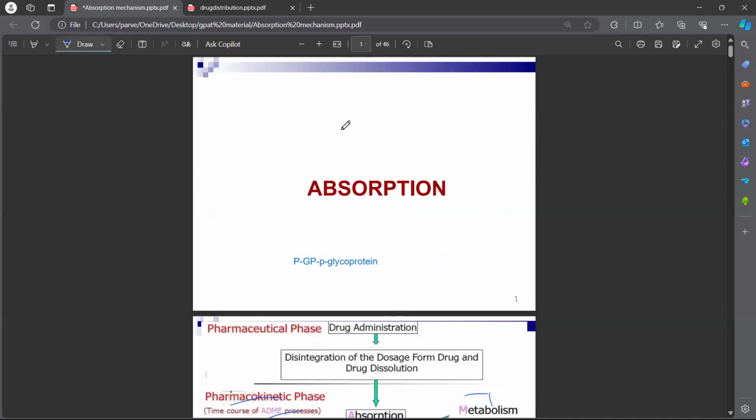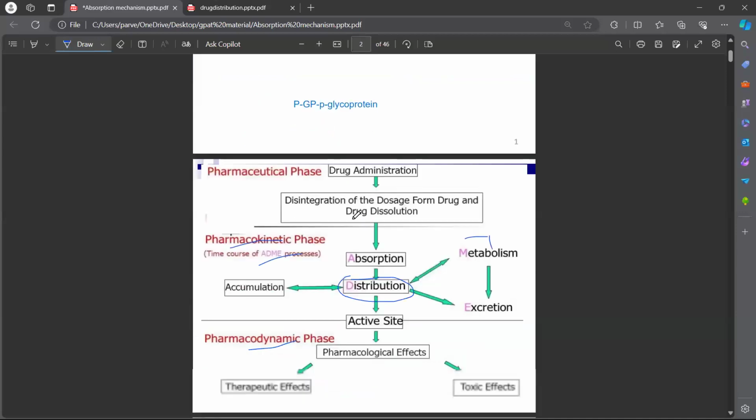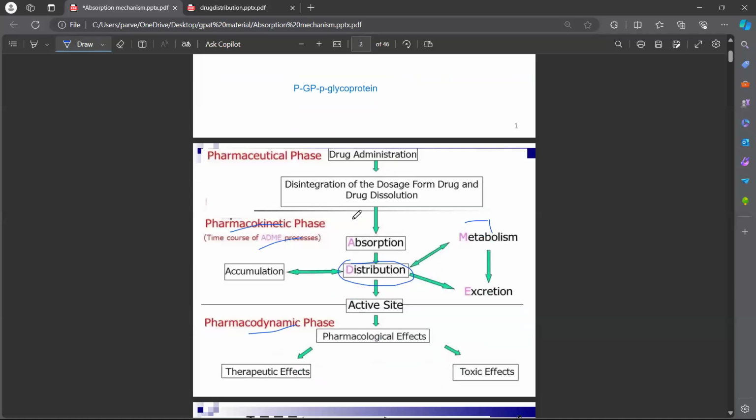For example, this is a barrier which our drug must cross to enter the systemic circulation. But certain types of transporters are present in that barrier, and whenever the drug binds to them, it is effluxed back into the lumen rather than entering the blood. These are the efflux transporters, and the most classical example of an efflux transporter is P glycoprotein.